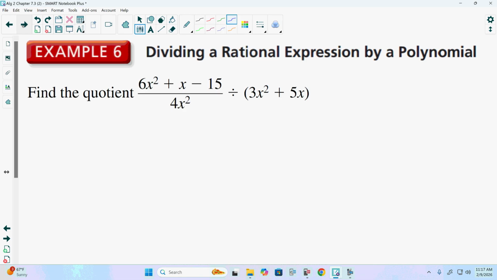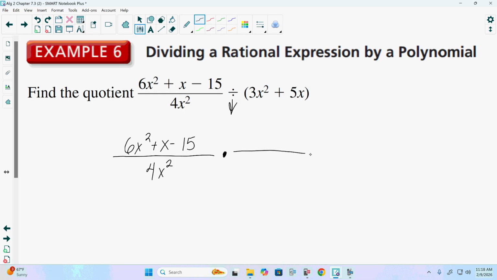I want to look at this last piece here. So we want to find the quotient of 6x squared plus x minus 15 over 4x squared divided by 3x squared plus 5x. And again, as we've been doing, we keep the first expression the same. So we still have 6x squared plus x minus 15 over 4x squared. But again, we're changing it from division to multiplication. And then we do what? We flip the second, yes?